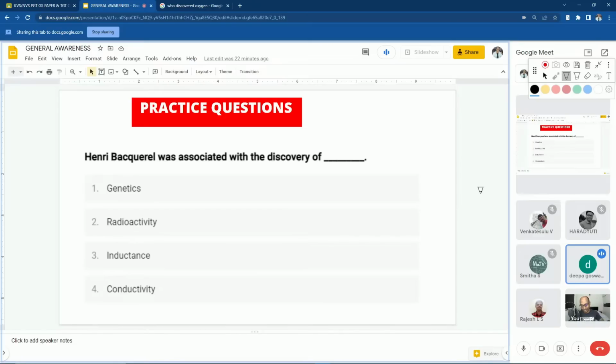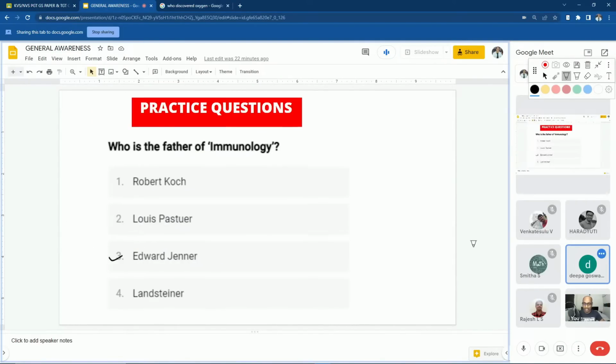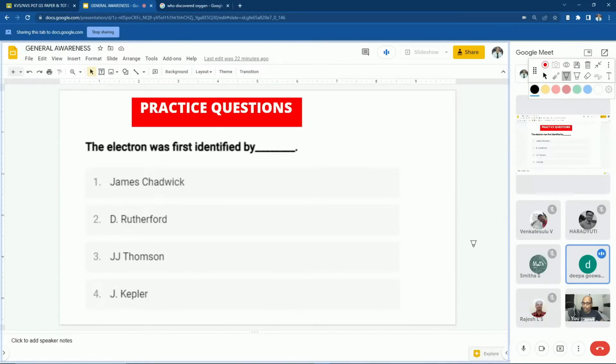Genetics. No, genetics is very well known. The answer is radioactivity. Henri Becquerel was associated with the discovery of radioactivity. We studied it in the last slide: radioactivity, Henri Becquerel. Can you see the screen, Deepa ma'am? Yes, sir. All right. Next question to Rajesh sir.